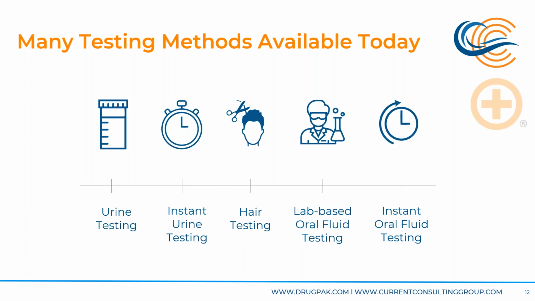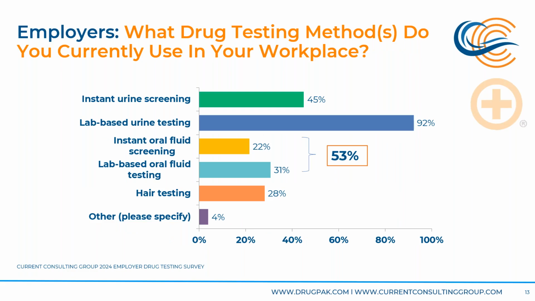So every year, the Current Consulting Group conducts 2 surveys. For 27 years now, we've conducted a survey of the drug testing industry. And over the last 9 years, this is our 9th year, we've conducted a survey of employers on their drug testing practices. So in our 2024 employer drug testing survey, which we released at the SAPA conference, we asked the question, what drug testing methods do you currently use in your workplace program? And as you can see, very predictable, that long blue line there, 92% said lab-based urine testing.